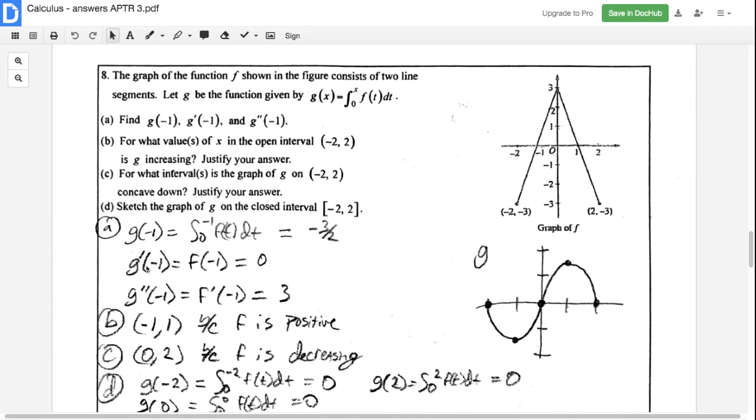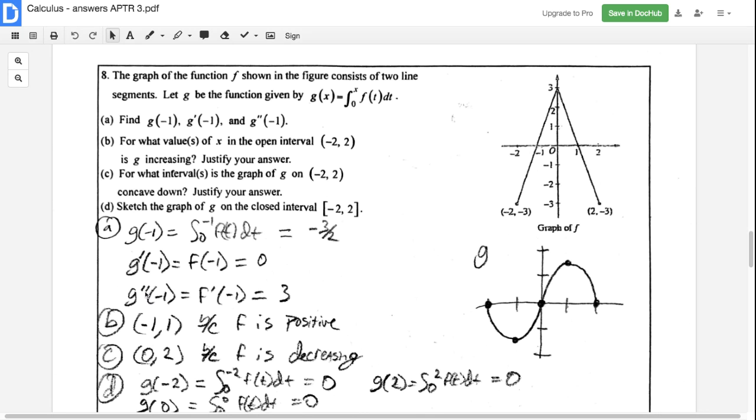G prime. All right, g prime of negative 1. I didn't show it, but I need to identify that g prime of x equals f of x. I should have shown that in here. So g prime of negative 1 equals f of negative 1. F of negative 1 is right here, and that value is 0.